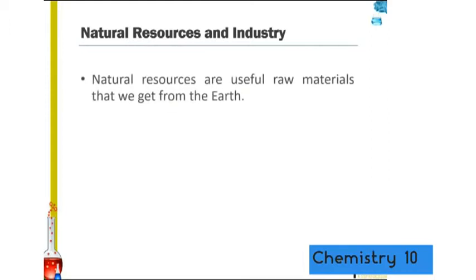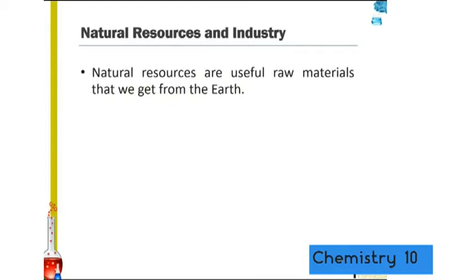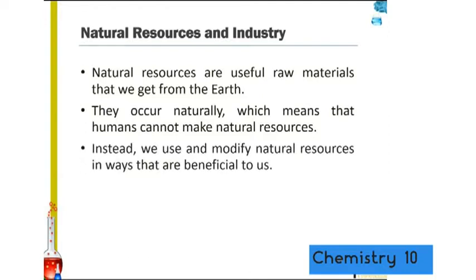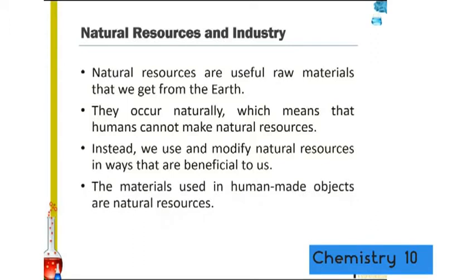To begin, natural resources are useful raw materials that we get from the earth. This means that they occur naturally and that humans do not make natural resources. Instead, we can take and modify natural resources in ways that are beneficial to us, so that the materials used in man-made objects are natural resources.